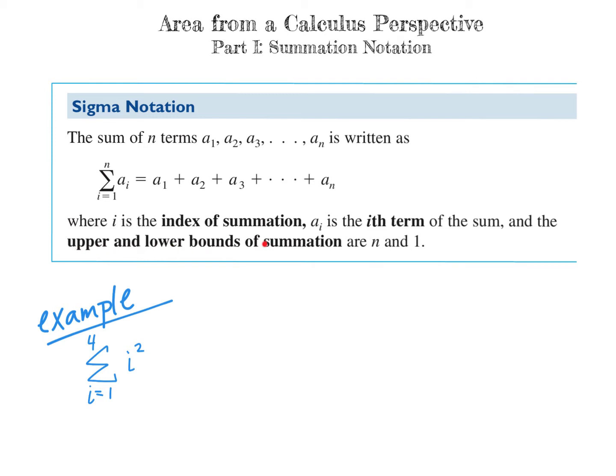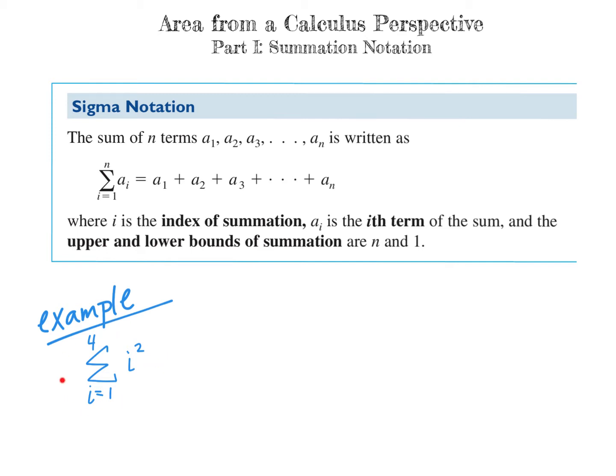Then the upper and lower bounds of summation are, this is the lower bound down here where we begin plugging in, and this is the upper bound up here. Most commonly, we begin at 0 or 1, and the upper bound, it just depends on what it is. Sometimes it is n. Let's take a look at an example down here.